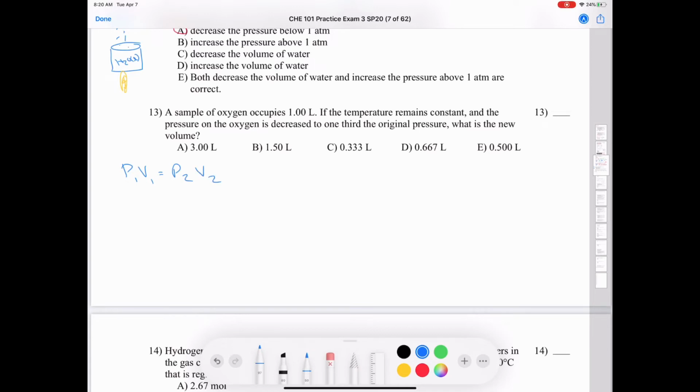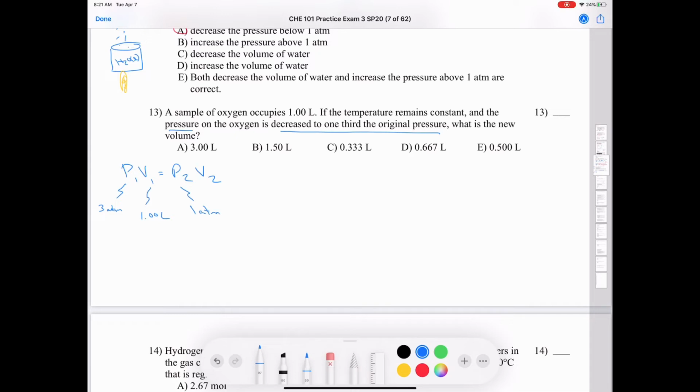They've already gone ahead and given us the original volume, which is 1.00 liters. Now I like to make things as easy as possible on myself, and it says that the pressure has decreased to 1/3 the original pressure. So we'll put the original pressure, I just chose arbitrarily 3 atmospheres, and then if I decrease that to 1/3, 1/3 of 3 is 1 atmosphere. So I'll put that over here, so 1 atmosphere.